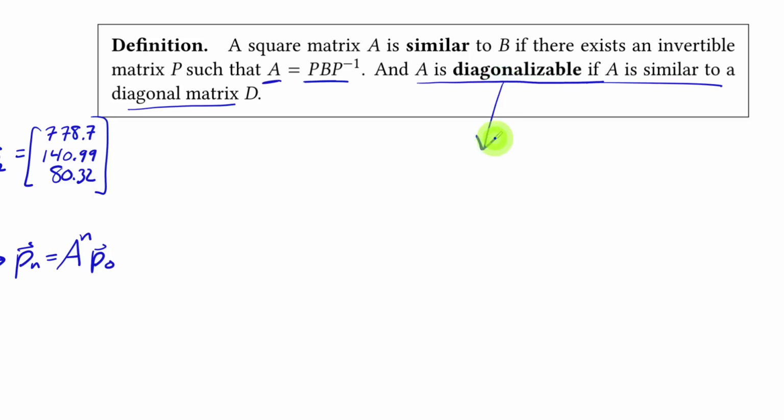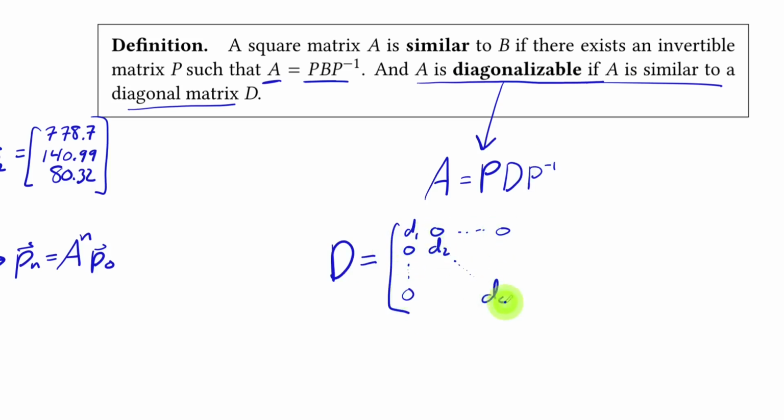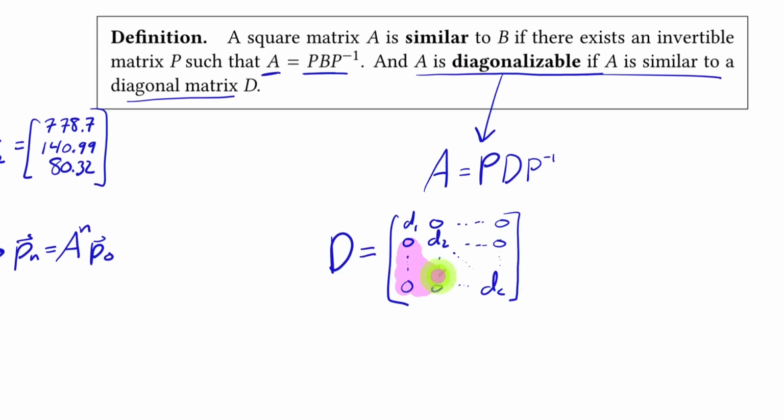So what does that look like? It means that A is equal to this invertible matrix P times a diagonal matrix times P inverse. And remember, a diagonal matrix means that everything is 0 that's not on the main diagonal. So the only non-zero thing is on the main diagonal. And that is what it means to be diagonalizable.